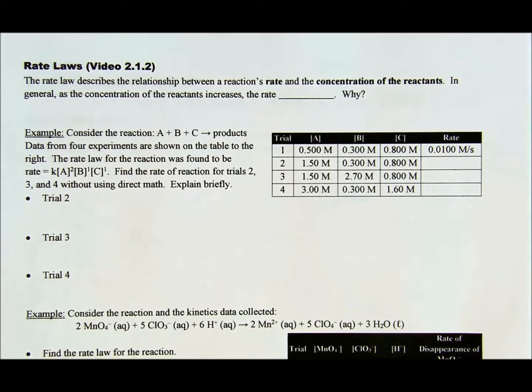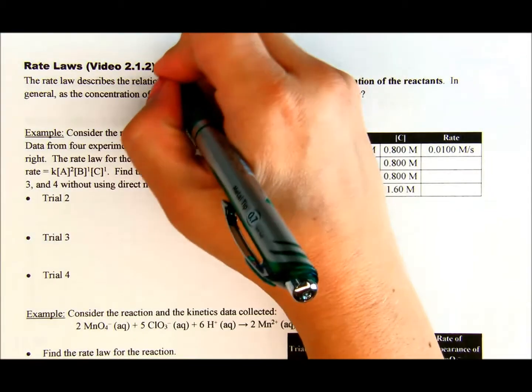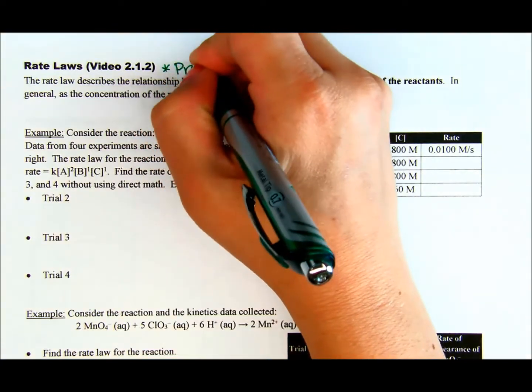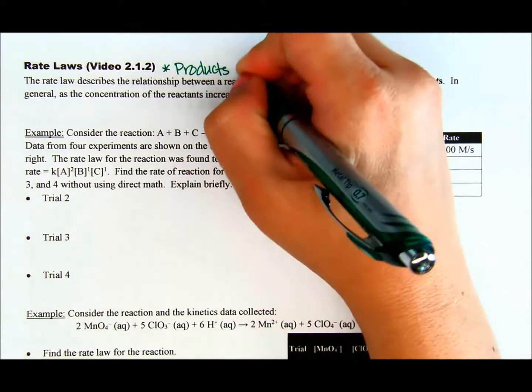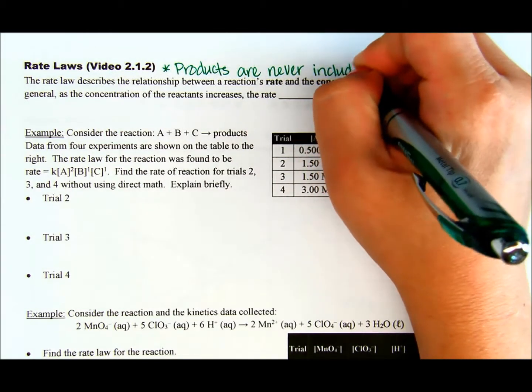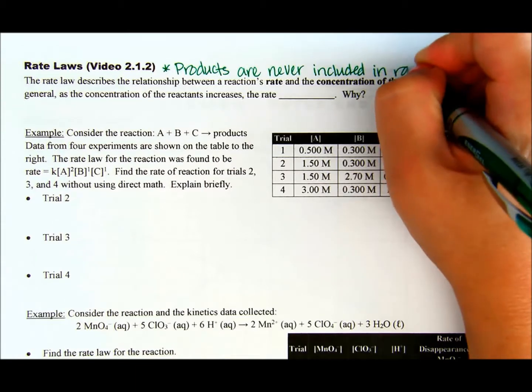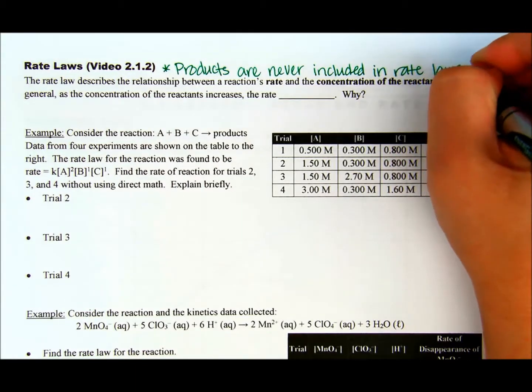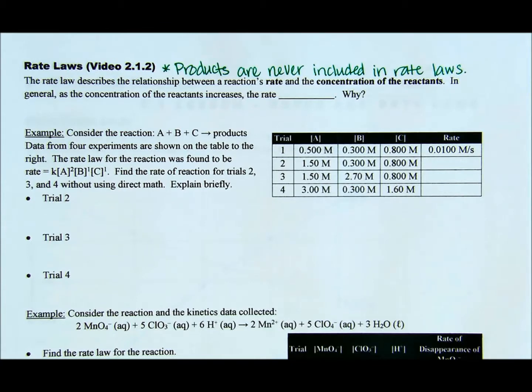Okay, moving on with rate laws for video 2.1.2, we're going to talk a little bit more about the rate law. One thing we need to clear up right away is that products don't really matter in rate laws. We don't take into account the products. Those are never going to go in the rate law. So maybe just write yourself a note: products are never included in rate laws. Alright, so you never have to take into account your products.